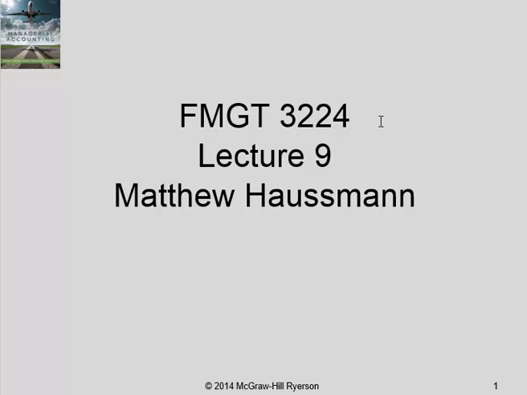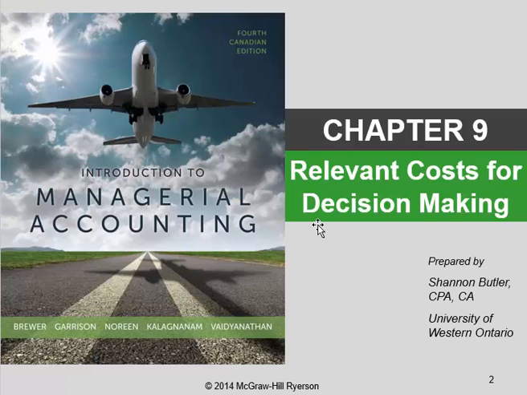Right, welcome to FMGT 3224 Lecture 9, Part 1, where we are going to focus on relevant costs for decision making. This is Chapter 9 in the textbook.